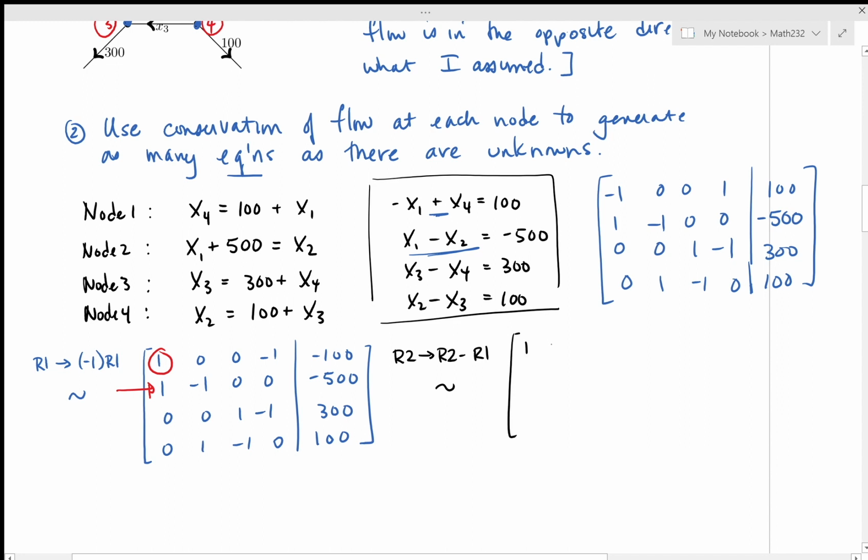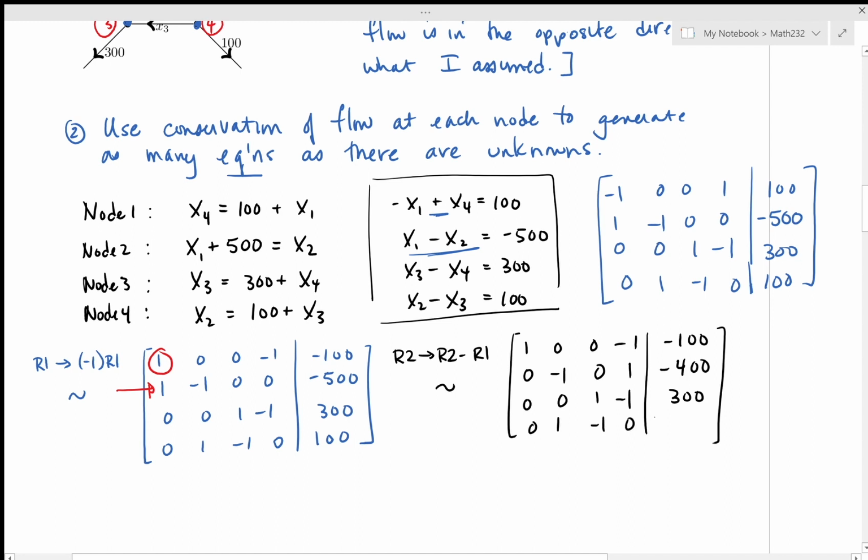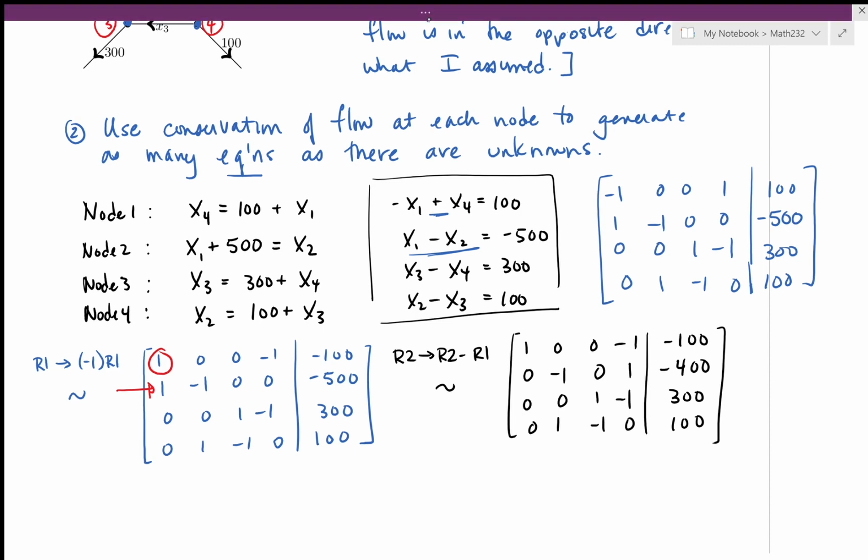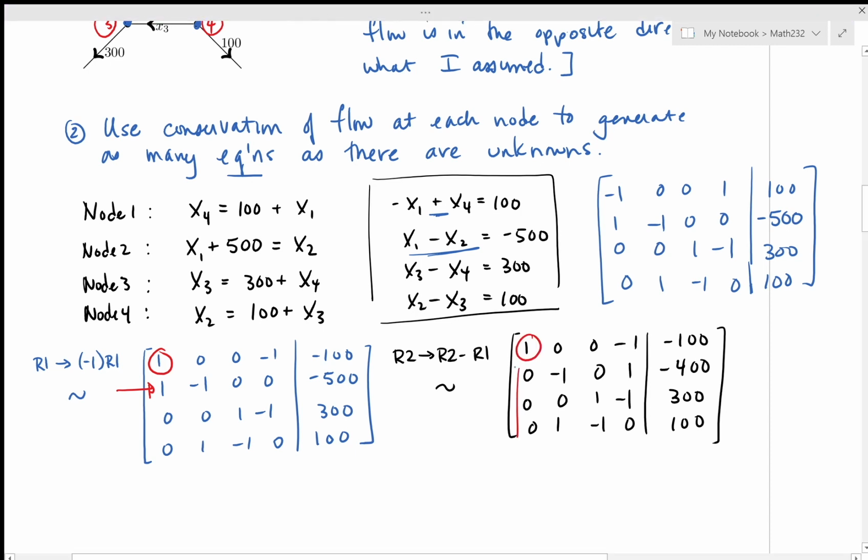Row 1 is unchanged, so I copy it. I'm going to take row 2, subtract row 1, and put that as the new row 2. Okay, so I'm going to get 1 minus 1 is 0, minus 1 minus 0 is minus 1, 0 minus 0 is 0, 0 minus minus 1 is 1, and minus 500 minus minus 100 is minus 400. Then the other two rows are unchanged. I have the one leading one still here, and now all of these below it are zero.